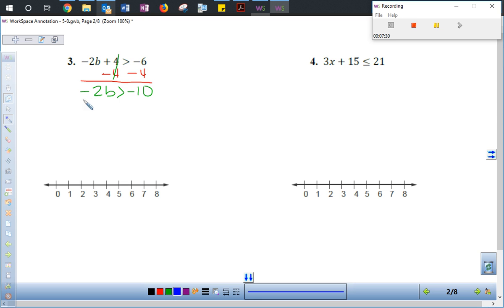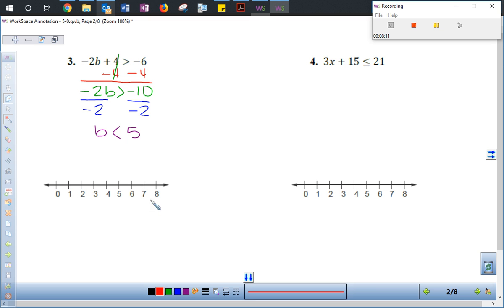Next, to get b by itself, we're going to divide each term by a negative 2. Now here's what we're going to do. We're going to do the math first, and then we're going to worry about the sign. So negative 2b divided by negative 2 is just a positive b, and then negative 10 divided by negative 2 is a positive 5. Notice I divided by a negative number. When that happens, we need to switch our inequality sign. So here it's pointing to the right. Now I need to make it point to the left. So instead of greater than, it's less than. So I get the result of b is less than 5.